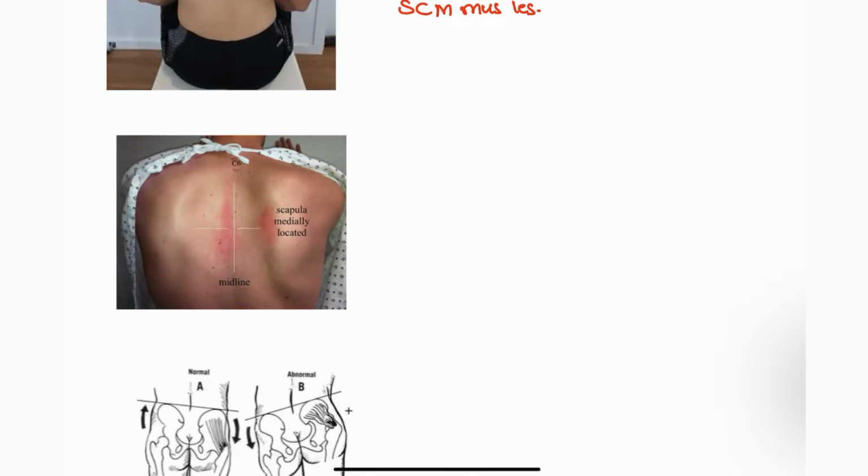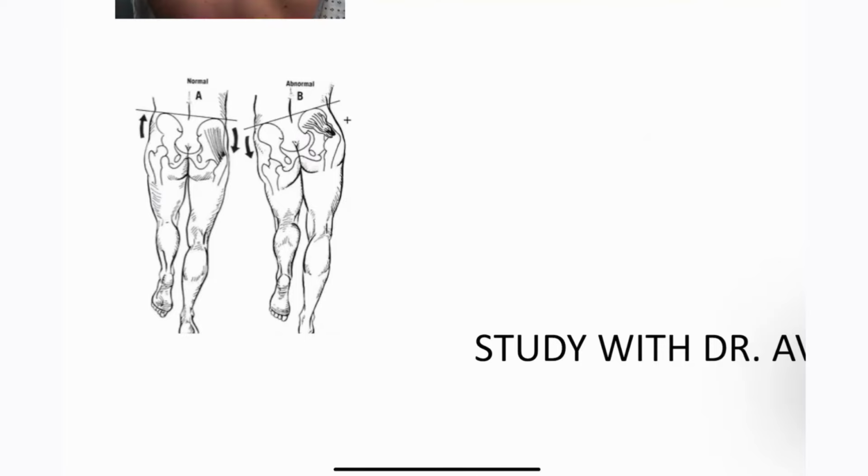Next, this is known as winging of the scapula, seen in long thoracic nerve damage. Okay, long thoracic nerve damage. Next, this is the Trendelenburg test.